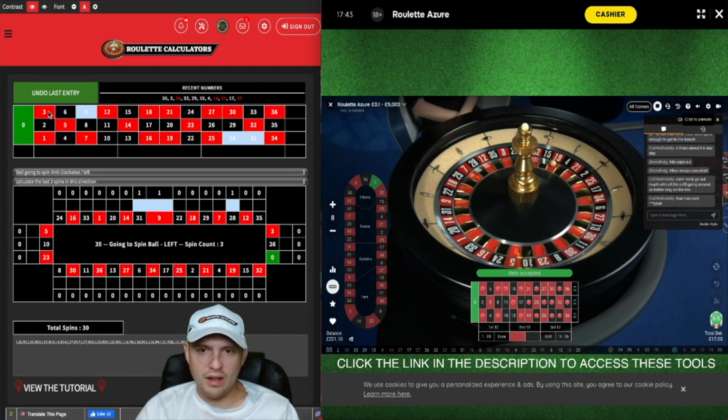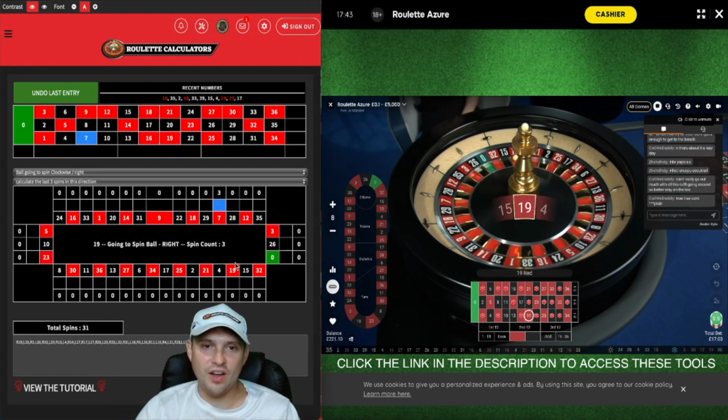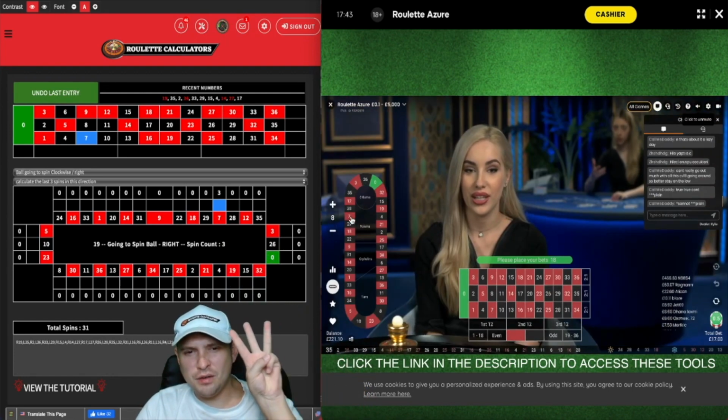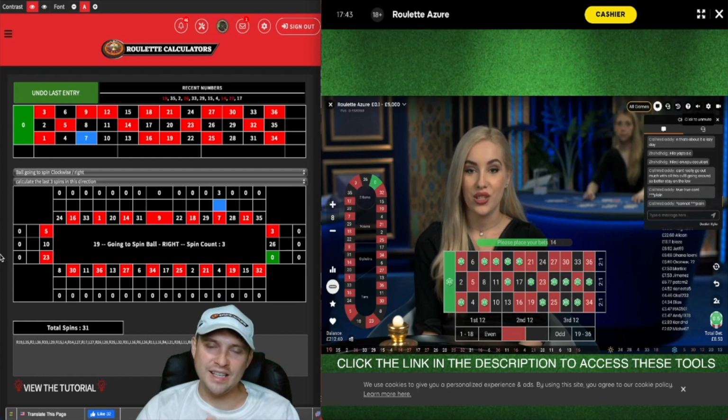And you can see, a bit unlucky, it went to number 19. Now when we submit this, so obviously we've got to start that again. You can see number 7 right there. That means that area has been landed on 3 times in a row, which is really good if you're just betting on the single numbers.